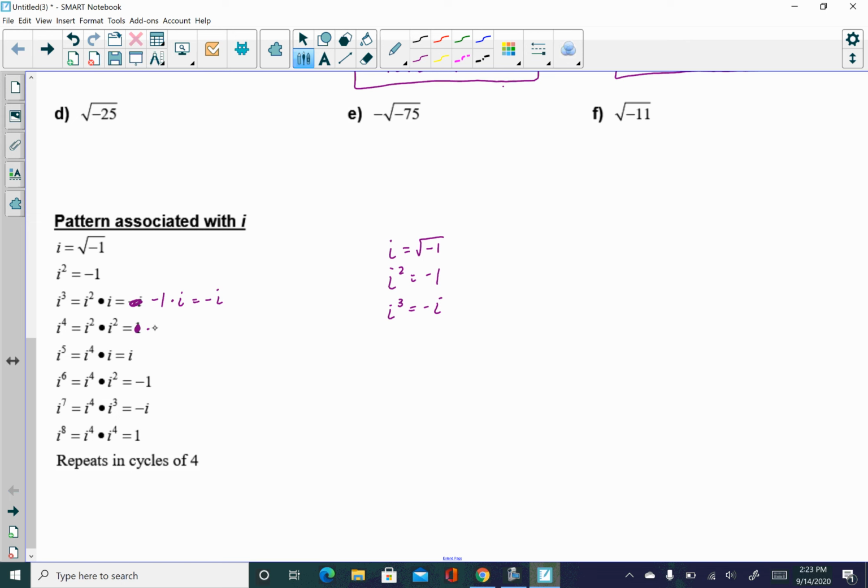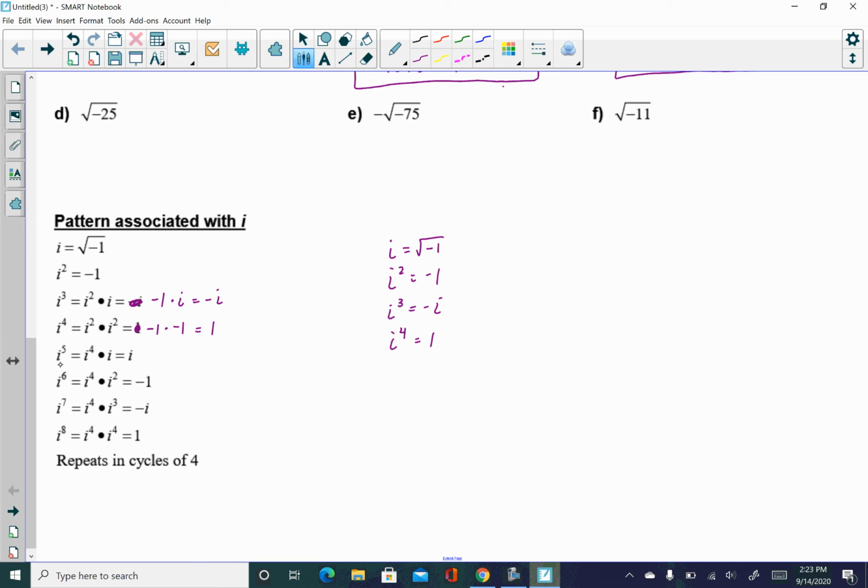Well, i squared is -1 times another -1. A negative times a negative gives us a +1. So i to the 4th equals +1. Now notice what happens whenever I look at i to the 5th, 6th, 7th, and 8th. Since i to the 4th is equal to 1, then any multiple of 4 is always going to go to 1.